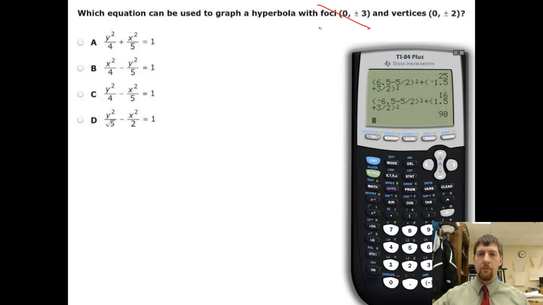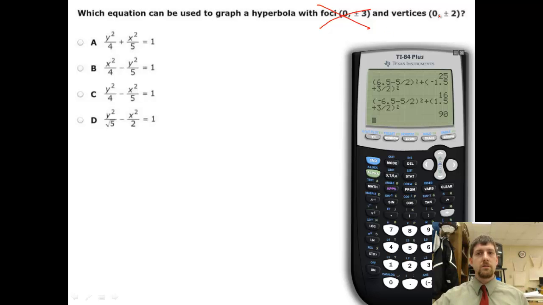Never, ever, ever mess with foci. Foci are inside the curve. They're never touching the curve. Think of vertex like a parabola. It's the bottom point on the curve or the top point on the curve. So vertices are actually on the curve. They're the end points, high points, low points, just like they are on the parabola. Same thing for all other conic sections.